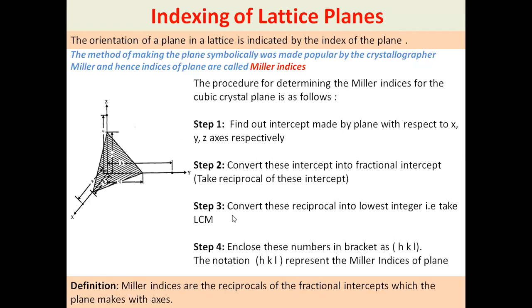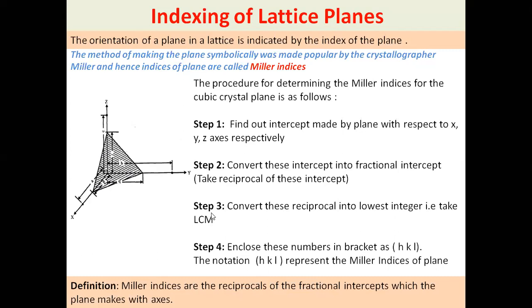So first we find the intercepts in x, y, and z direction, which are P, Q, and R. Then we take the fractional intercepts, that is P by A, with total length A, then Q by B, then R by C. Then we take their reciprocals. So the reciprocal of P by A is A by P, B by Q, and C by R.